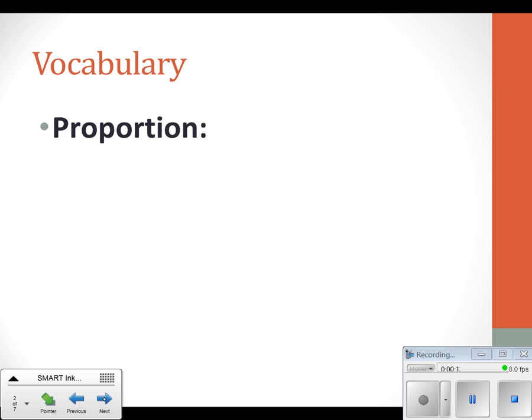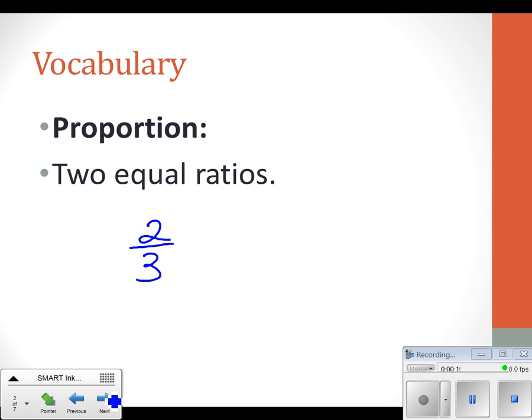A proportion is two equal ratios. For example, if you take the scoundrel from the movie that we watched trimester 1, 2/3, we know that 2/3 disguised himself as 4/6. 2/3 is the same as 4/6. That would be two equal ratios. That right there is a proportion.